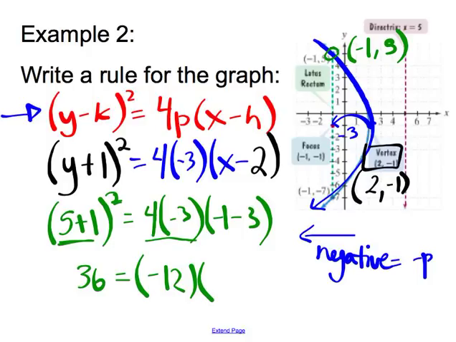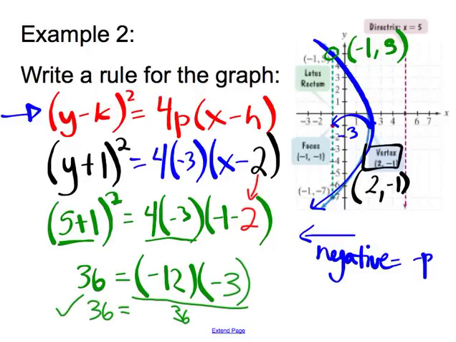oops, and I did write something wrong. It should be -1 minus 2. Sorry, I dropped that down wrong. So now it looks like I will have -3 on the inside. And so when I multiply that, I do in fact get 36. So I checked with a random point I hadn't used yet, and it worked. So odds are my rule is right. If I wanted to be super sure, I could plug in other points. I could plug in the vertex. I could plug in the other point at the end of the latus rectum.